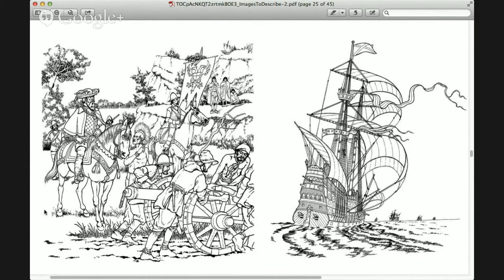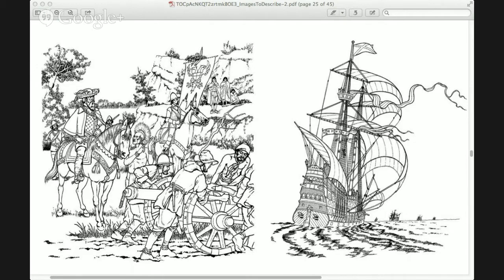And what do you see in the left? Okay. On the left, I can see some people. I think they are in a war. Two people are riding their horses, and two or three or four people want to move a weapon, a big weapon. I don't know how to say in English. A cannon. They want to move a cannon.